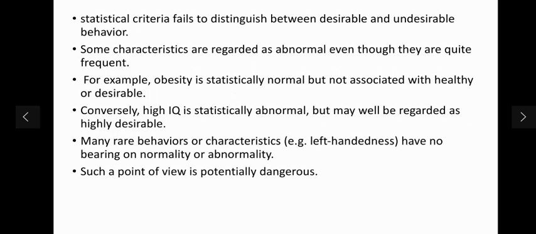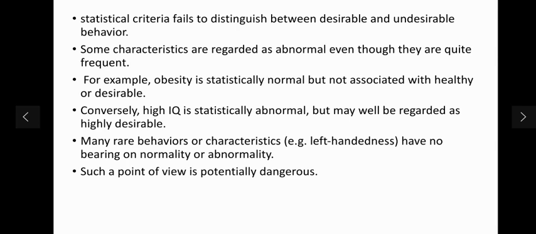In this slide, let's continue with the limitations. Another important limitation of statistical criteria is that it only says any behavior that is unusual or rare is abnormal, but it does not consider whether the behavior is desirable or undesirable. The desirability factor has not been considered by the statistical criteria. To evaluate this, if we talk of obesity, obesity is much more rampant in the normal population, which means it is statistically normal. Though it is statistically normal, from the health point of view, it is considered undesirable.